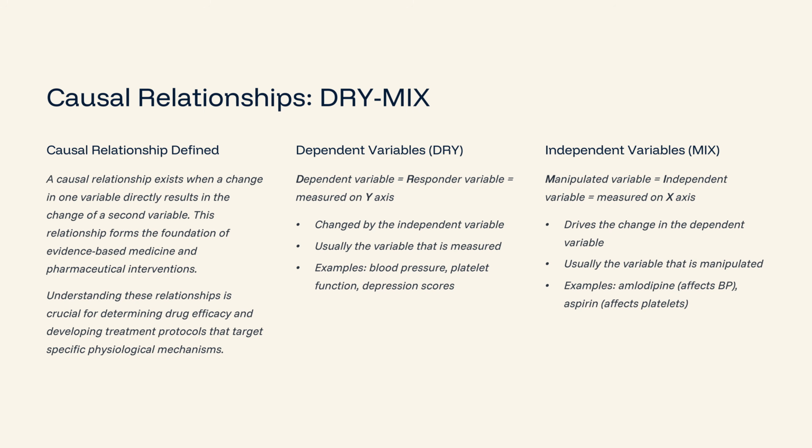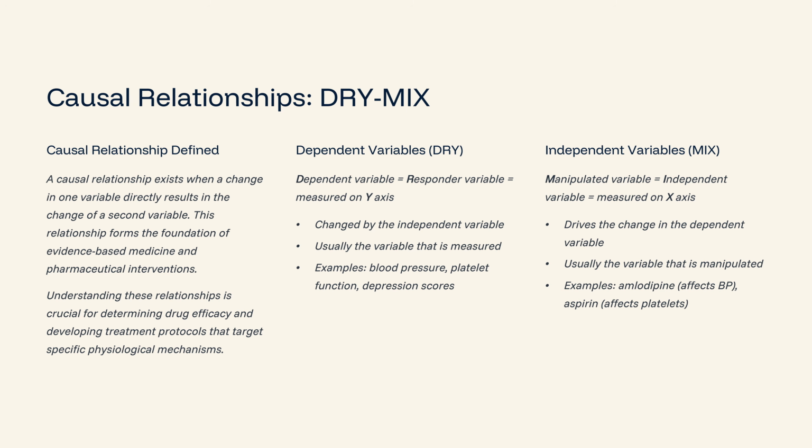So what's that first step in the causal relationship pathway? It's figuring out what the dependent and independent variables are, and the way we try to remember this in this class is through the acronym DRY MIX, okay? And so why do we do this? Because a causal relationship exists when a change in one variable directly results in the change of a second variable. So a change in one variable, being independent, causes the change in the dependent variable. So how do you figure out what's what?